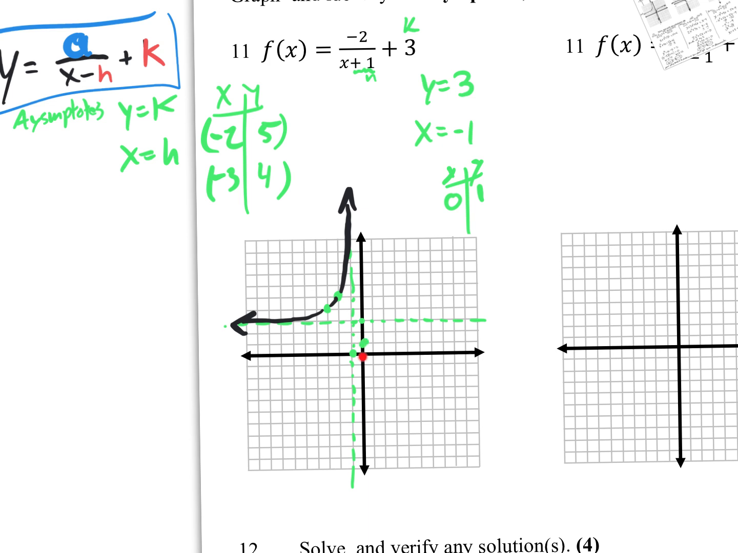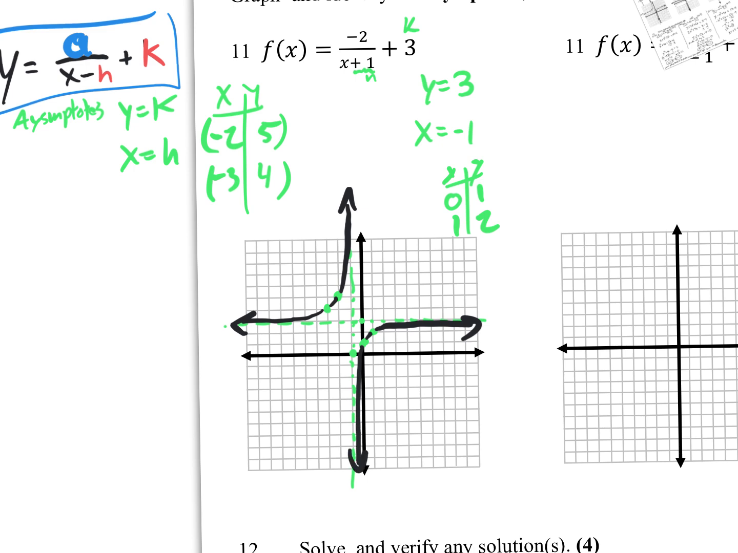Now you could also plug in, like, let's say 1. Let's plug in a 1 as well. 1 plus 1 is 2. -2 divided by 2 is -1. -1 plus 3 is 2. So when you plug in a 1, you get out a 2. And if you went to the coordinate 1, 2, it would be right here. And of course, if you drew a line through there, you know it has to infinitely approach the asymptote. Wait a minute, mess that up. There you go. And that's your perfect graph.